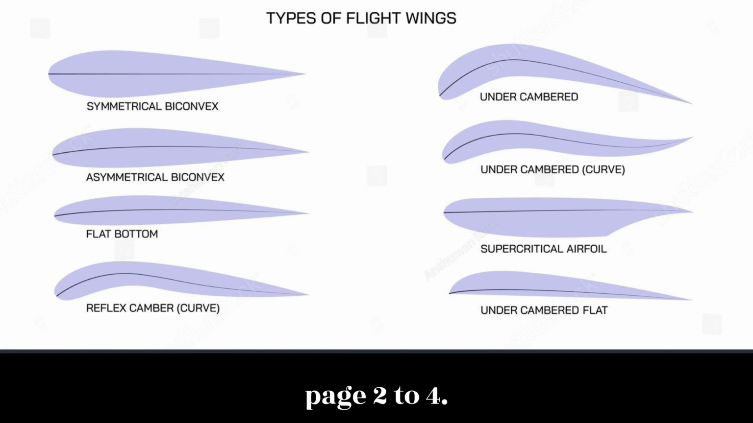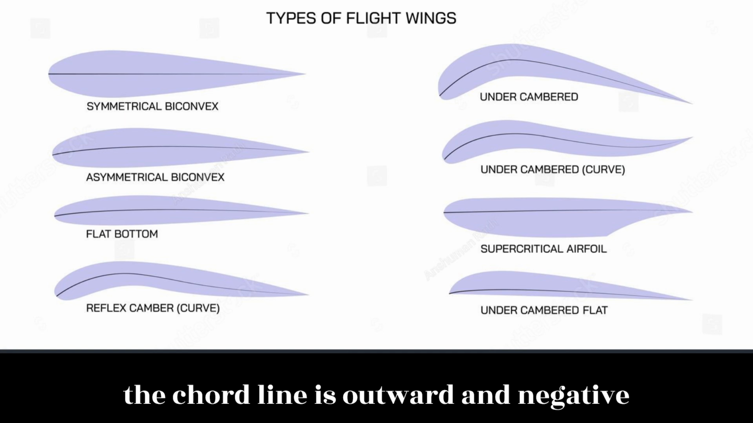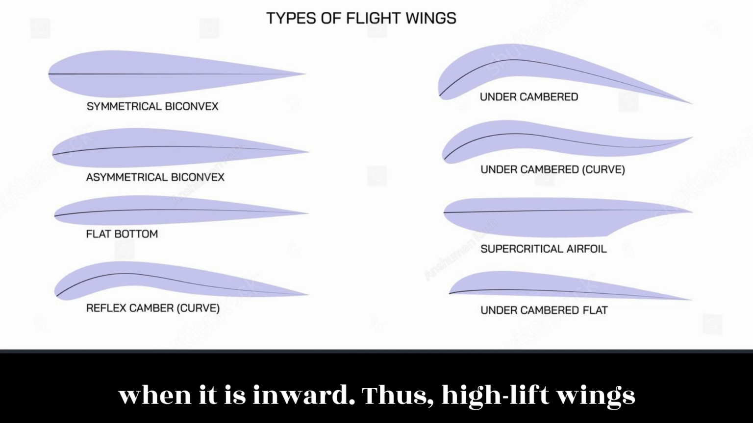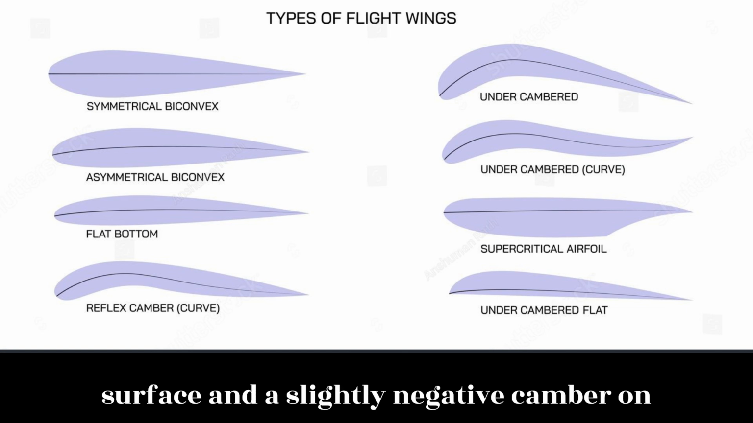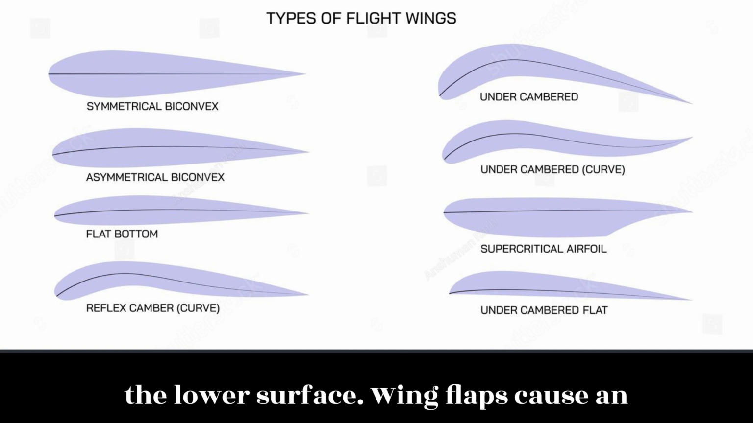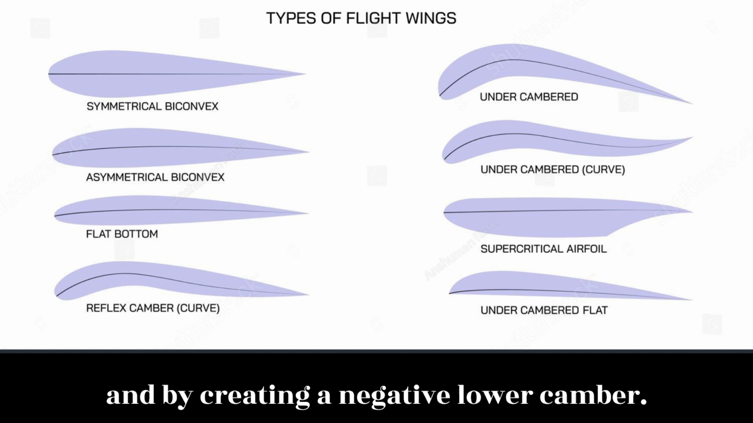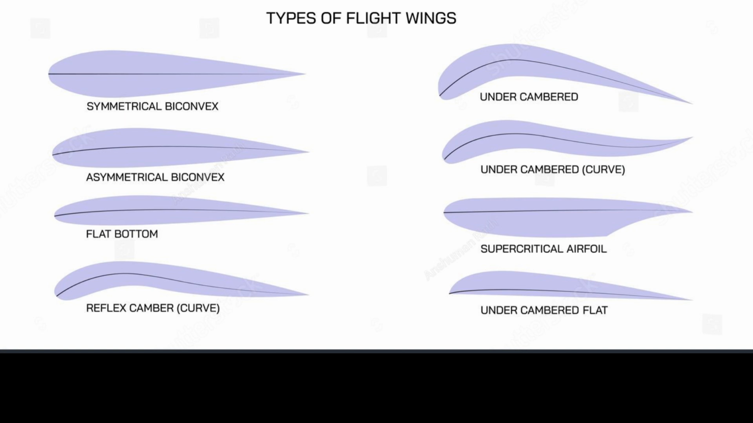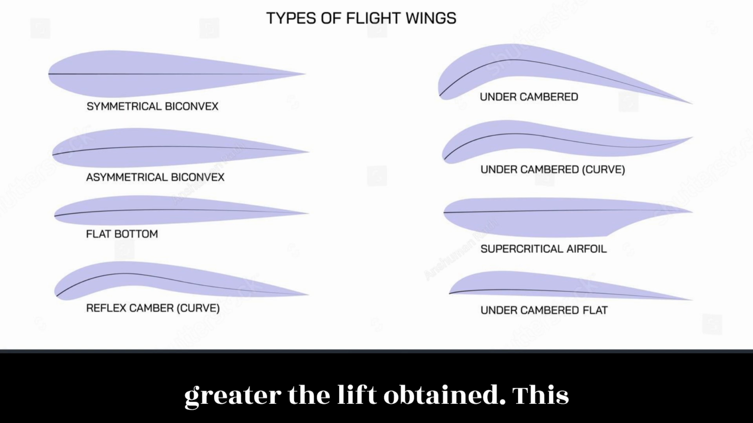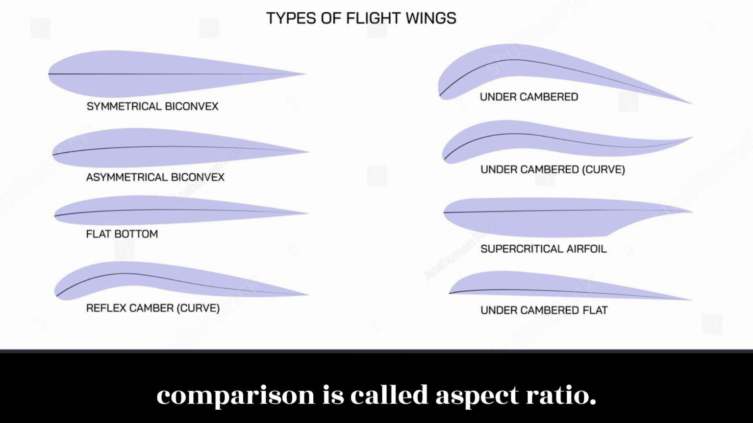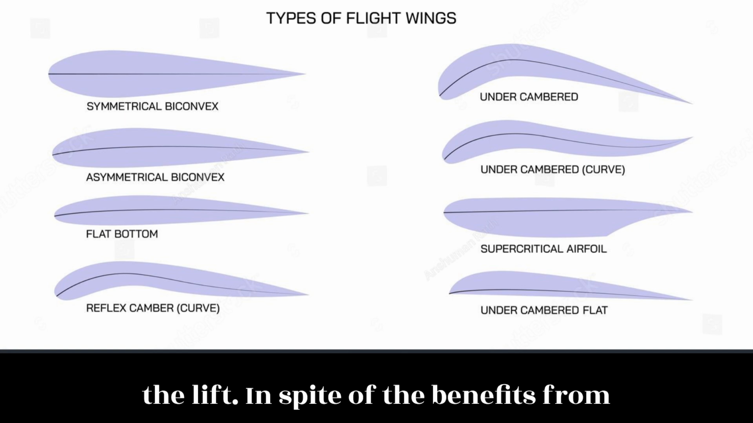Camber is positive when departure from the chordline is outward and negative when it is inward. Thus, high-lift wings have a large positive camber on the upper surface and a slightly negative camber on the lower surface. Wing flaps cause an ordinary wing to approximate this same condition by increasing the upper camber and by creating a negative lower camber. It is also known that the larger the wingspan, as compared to the chord, the greater the lift obtained. This comparison is called aspect ratio. The higher the aspect ratio, the greater the lift.